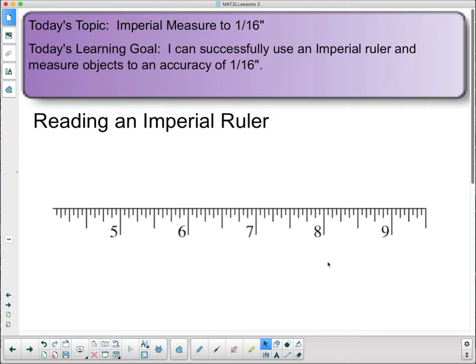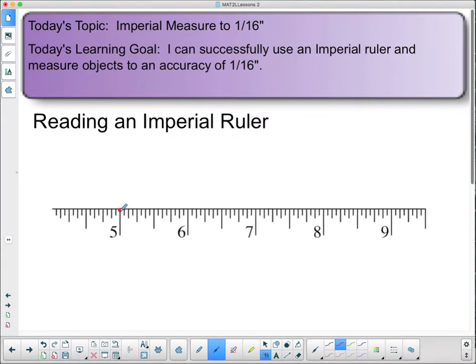So here's our imperial ruler right here. And I'm just going to talk about how it's divided up. So this is divided up into inches. Each one of these really long pieces here, let's get a different color, is a full inch. So from this red line to this red line that I've just drawn on here is 1 inch.